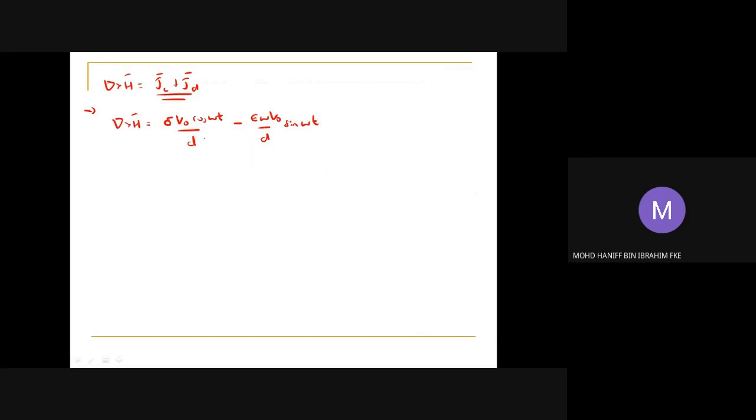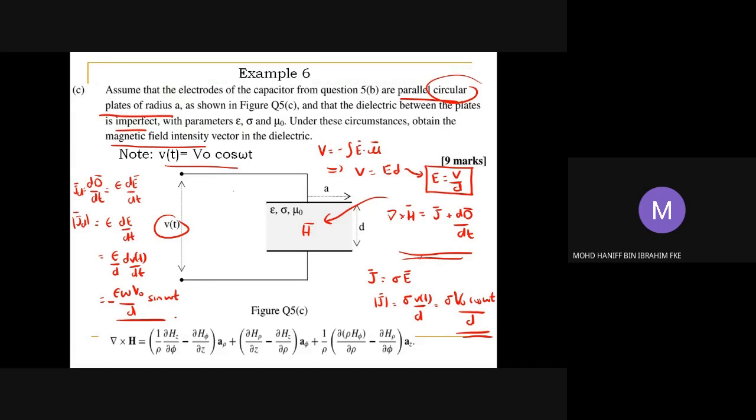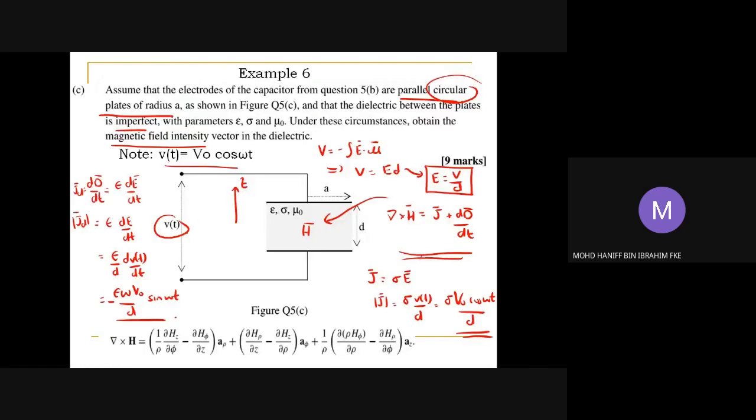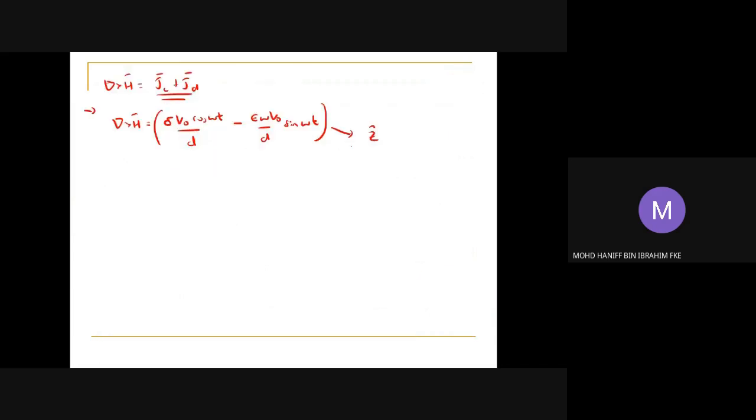Okay, so we know that the current J and JD, if we assume that this is the Z direction, this particular current will have a direction of Z. If you base on this equation and on the direction of the E field, because we know that V exists between the plates, the E field will be in the Z direction, and due to that, the current will also be in the Z direction.